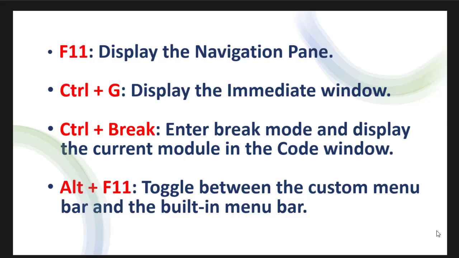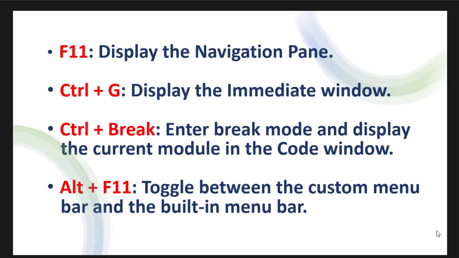F11 displays the navigation pane, Ctrl+G displays the immediate window, Ctrl+Break enters break mode and displays the current module in the code window, Alt+F11 toggles between the custom menu bar and the built-in menu bar. You can use the Allow Special Keys property to enable or disable special key sequences. The easiest way to set this property is by using the Use Access Special Keys option in the current database.